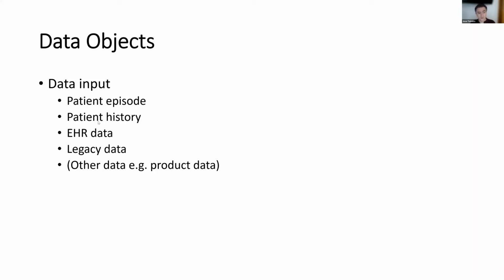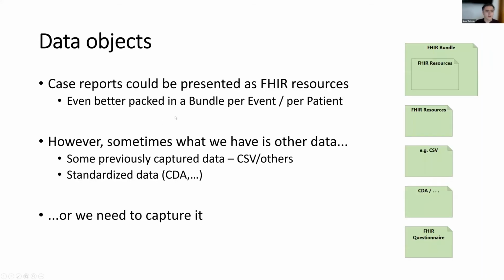So within all of these systems, data is circulating, and data input can be, as I said, the patient episodes, or the full history, or legacy data, or the product data, or the treatment data. And in terms of FHIR, this is pretty much what I mentioned before. So we can have some CDA or CSV files which we need to import. We can have FHIR resources, or we can have FHIR resources in a bundle, like a document, or, and this is let's begin the fun stuff, the FHIR questionnaire for data acquisition.